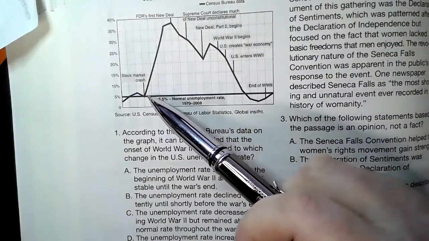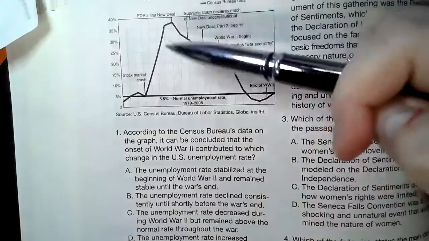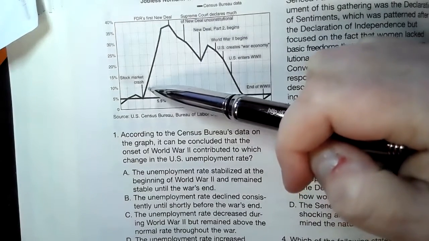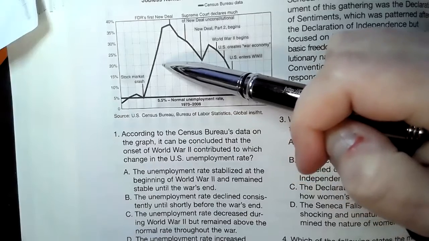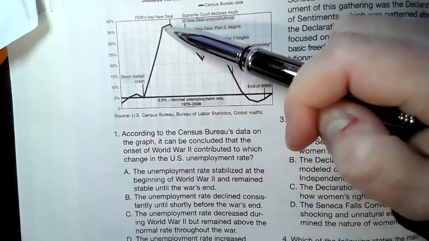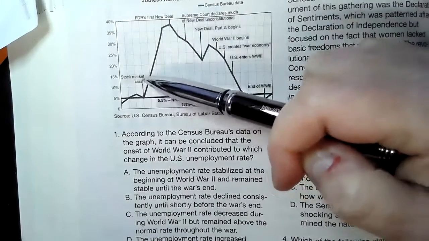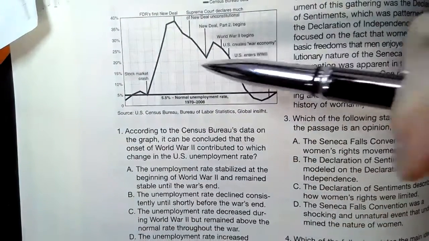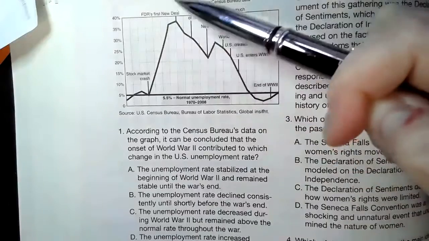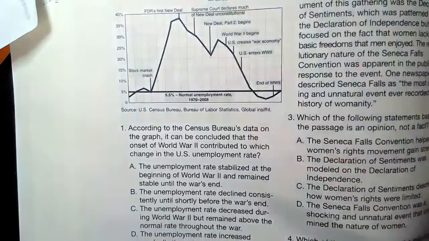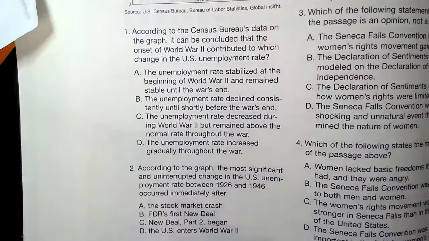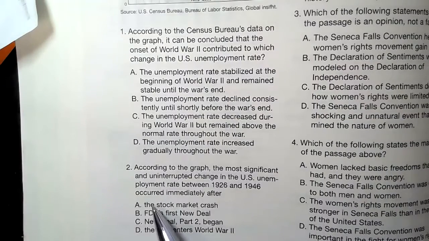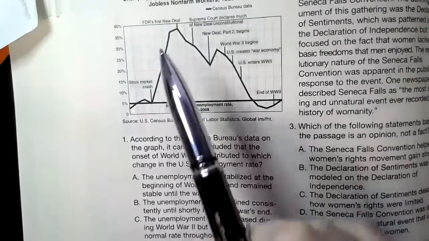So here is a huge change. We went from relatively normal unemployment and it skyrocketed in a matter of years. That's 1 year, 2 years, 3 years. So right there, huge change. And that would have been after the stock market crash. And we can look around, is there anything else that big? No, because this is a big decline, but it's not nearly as big as this incline. So we come down here, the stock market crash, most significant and uninterrupted change in the US unemployment rate, right there.